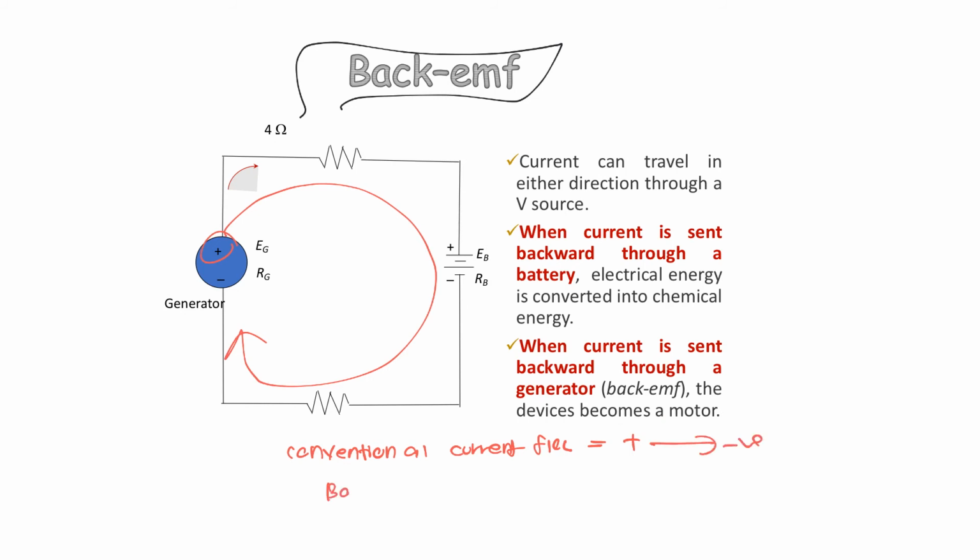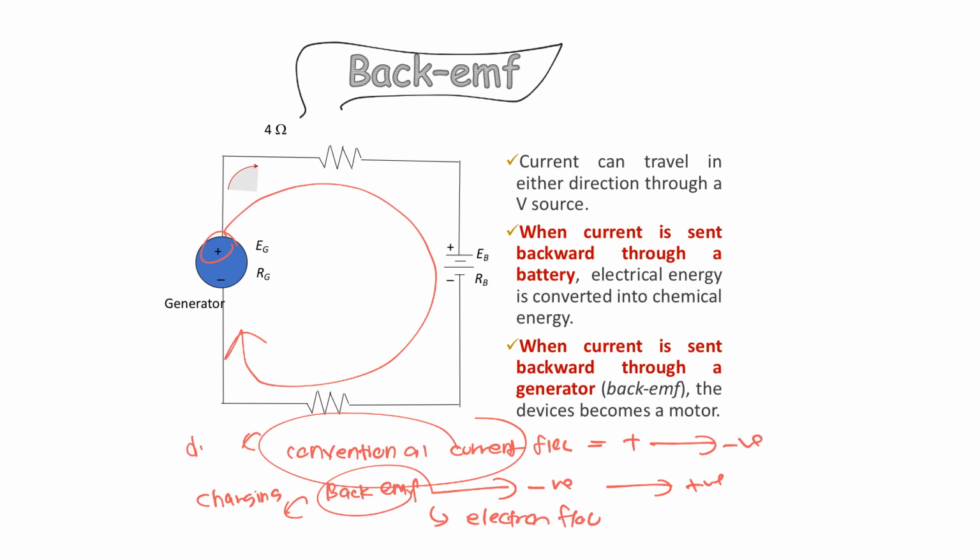But when it comes to the back EMF, it is going to be the other way around, which is negative to positive, which means that it is going to follow the electron flow. Back EMF we call charging. Conventional current flow we call discharging. For charging, you expect the terminal voltage to be higher than EMF. But for discharging, the terminal voltage is going to be lower than EMF.